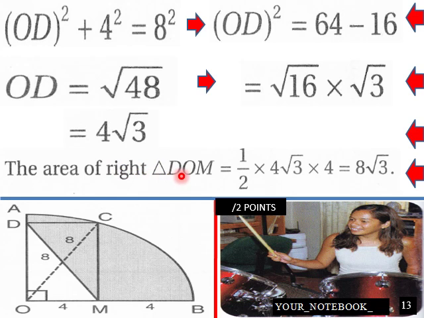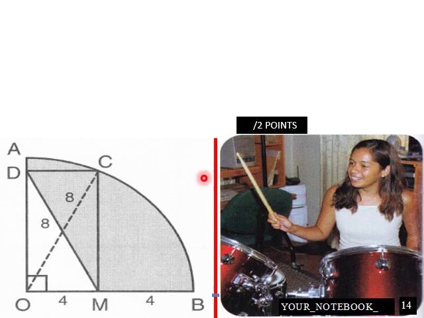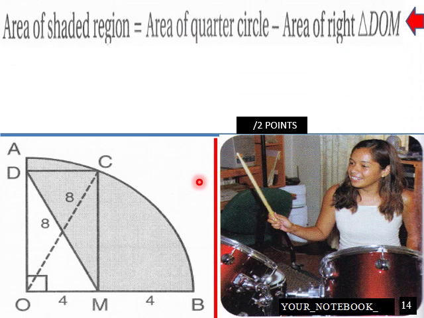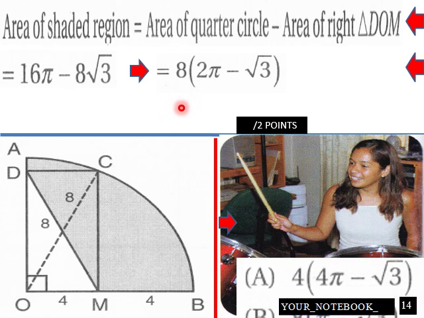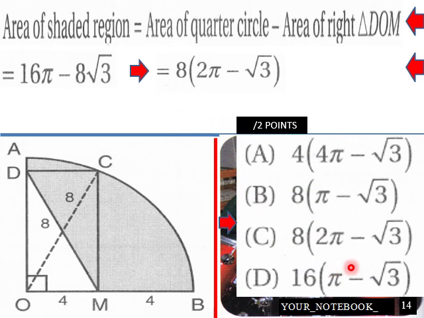So the area of the right triangle equals 1/2 times base times height, which equals 8 square root of 3. And then we subtract that from the area of the quarter circle. 16 pi minus that, and then we get 8 times 2 pi minus square root of 3, which is C.